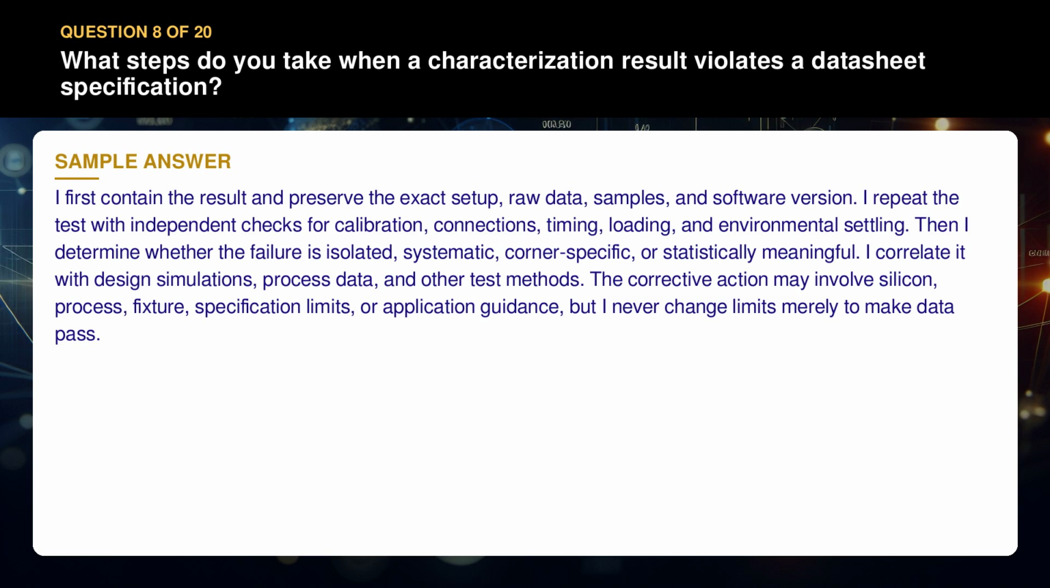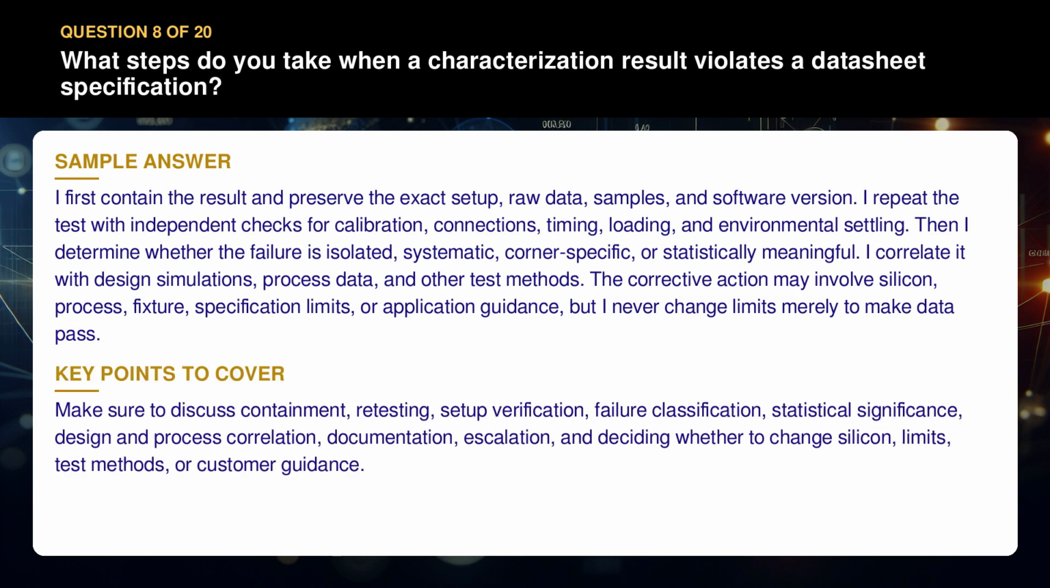The corrective action may involve silicon, process, fixture, specification limits, or application guidance, but I never change limits merely to make data pass. Make sure to discuss containment, retesting, setup verification, failure classification, statistical significance, design and process correlation, documentation, escalation, and deciding whether to change silicon, limits, test methods, or customer guidance.